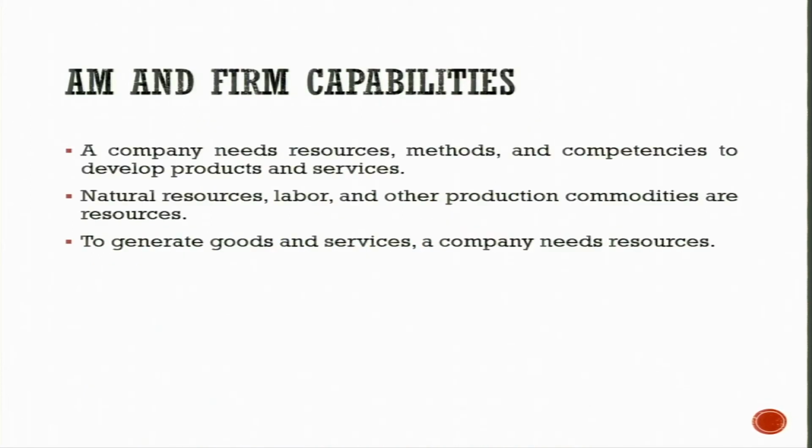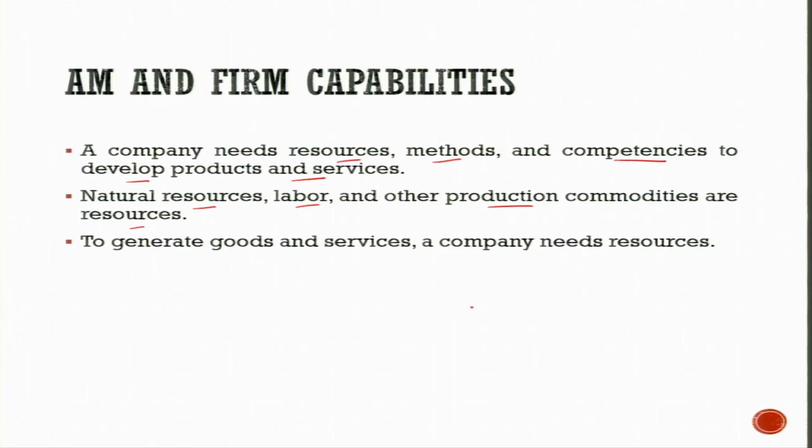Additive manufacturing and firm capabilities. A company needs resources, methods, and competencies to develop products and services. Natural resources, labor and other production commodities are the resources. To generate goods and services, the company needs all these resources. So, the company must be able to translate resources into products and services. Two firms with the same resources and methods may not have equal goods due to quality, performance, or pricing difference. This difference is attributable to the firm's capability to create a good and service.